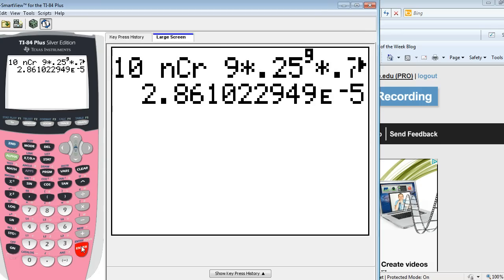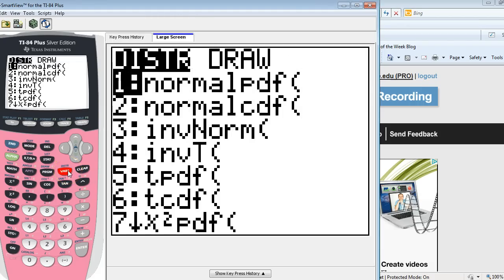So the probability of getting 9 out of 10 correct by randomly guessing is 2.86 times 10 to the negative 5th power. Very, very, very unlikely. Another way we could use our calculator to figure this out is under the distribution menu.